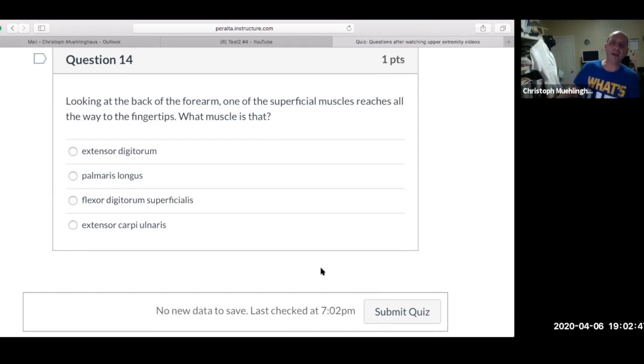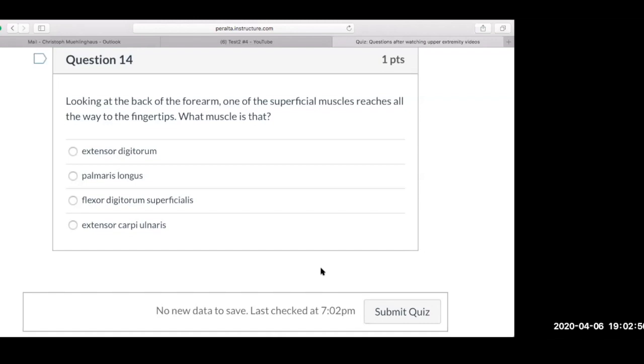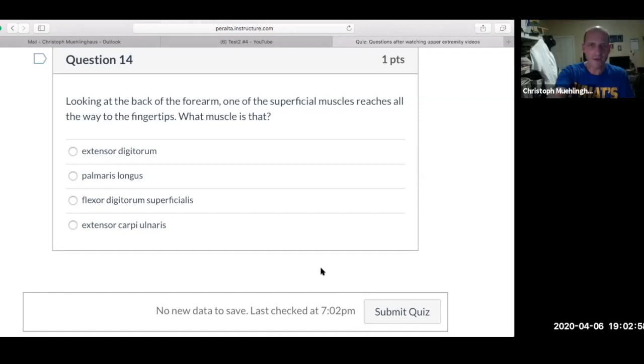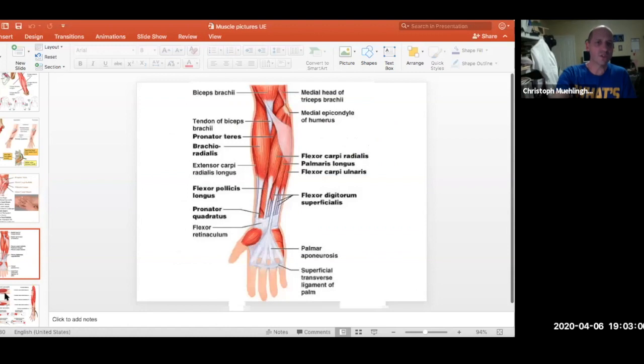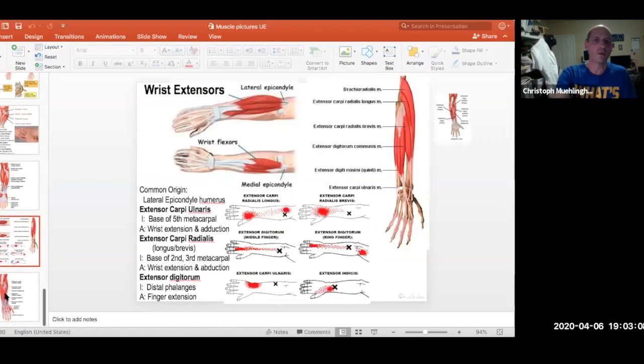Looking at the back of the forearm, one superficial muscle reaches all the way to the fingertips. What's that muscle called? It's extensor digitorum. The first one. Yeah. The extensor digitorum. Extensor digitorum. So, yeah.